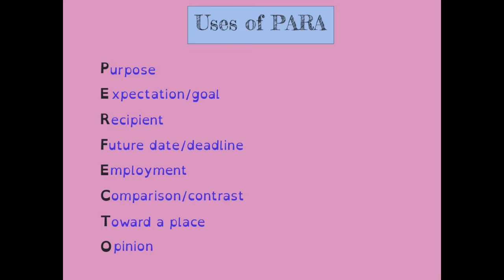Now, just like with por, I've organized the uses of para into an acronym to make it easier to remember what they are. I didn't invent this acronym, but I find it super useful for memorizing the uses of para. So we've got the acronym perfecto, right here in black, and then each of those breaks down into different uses. So we've got purpose, expectation or goal, recipient, a future date or deadline, employment, comparison and contrast, toward a place, and opinion. All of these things need para when expressed in Spanish sentences. So let's break those down one by one.